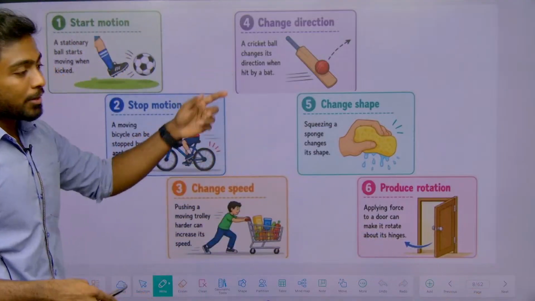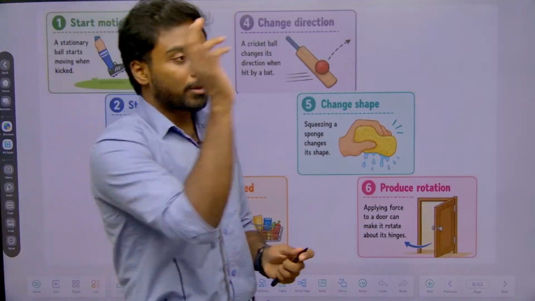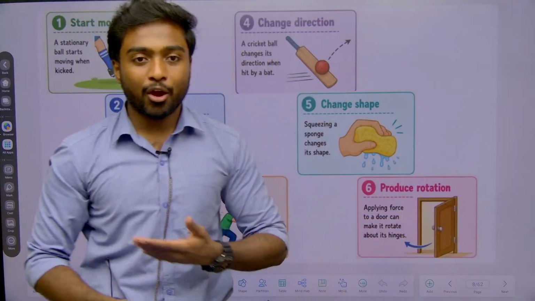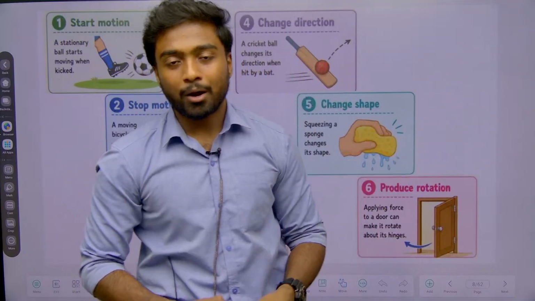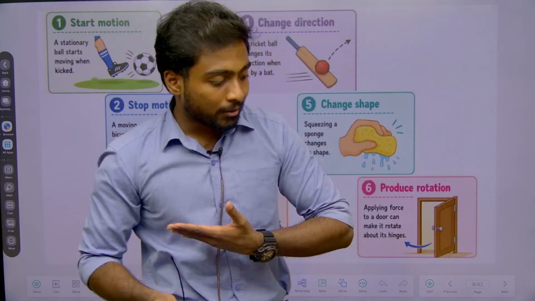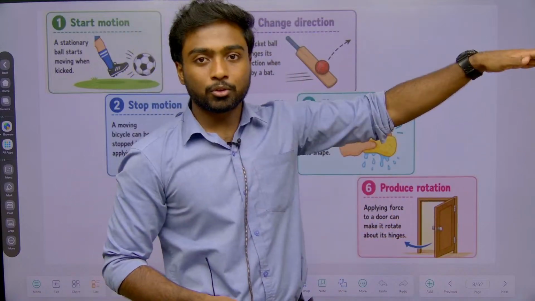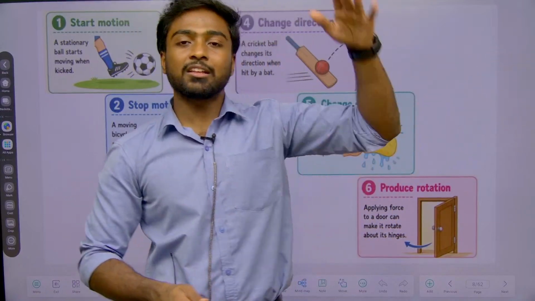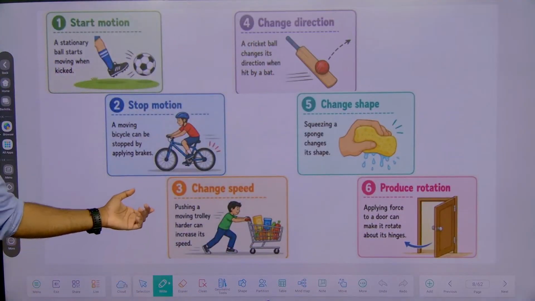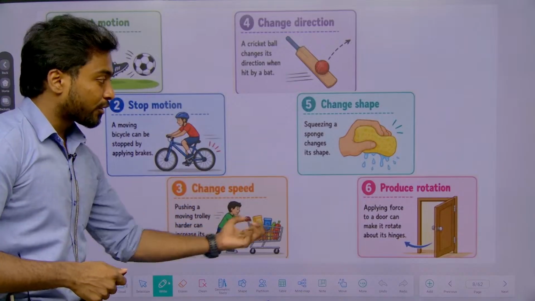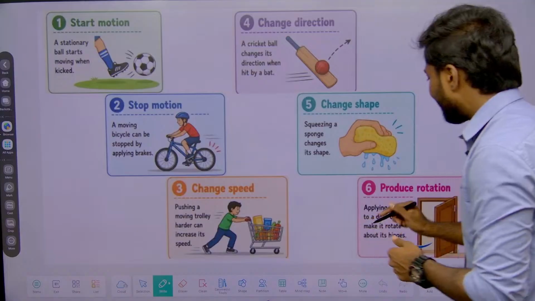The same thing in cricket: a bowler is bowling a ball, and you apply a force like this for a boundary. You are not hitting the ball directly straight towards the bowler, you are changing the direction, right? Then change of speed, like when you take a trolley, and rotation, as I told, the door. You can try this one at home.